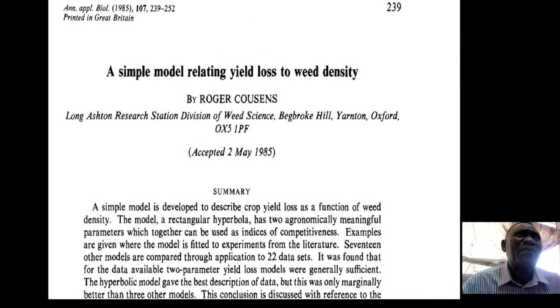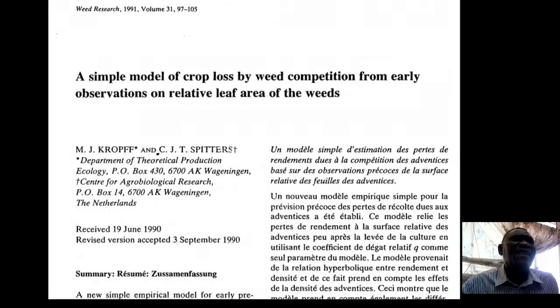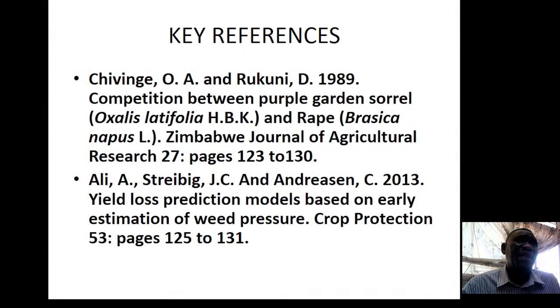If you can, get a paper by Roger Cousens, a simple model relating yield loss to weed density. Then another paper by Croft and Spitters, a simple model of crop loss by weed competition from early observations on the relative leaf area of weeds. These are some of the references which you may read. They did similar work.